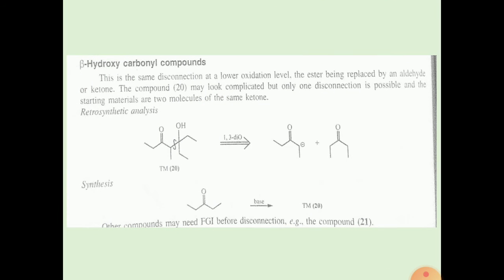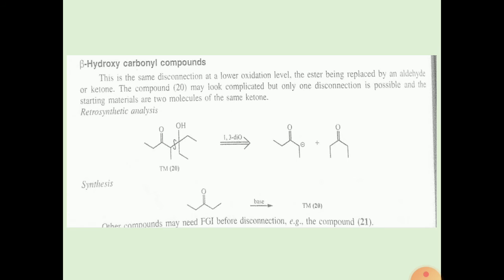Then the next is the beta hydroxy carbonyl compound. This is due to the same disconnection at a lower oxidation level, the ester being replaced by the aldehyde or ketone. The compound may look complicated, but one disconnection is possible, and the starting materials are two molecules of the same ketone. The retrosynthetic analysis is a 1,3 disconnection between this carbon-carbon bond, giving the enolate and ketone. In the synthesis, the base abstracts the proton from this ketone, forming the target molecule.